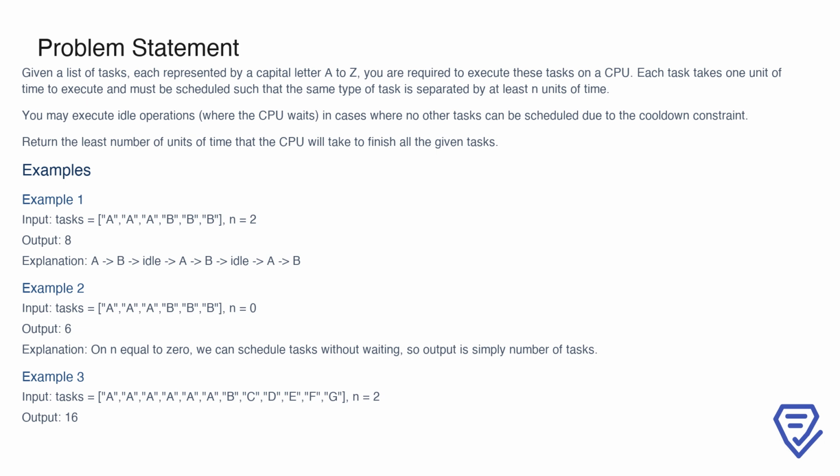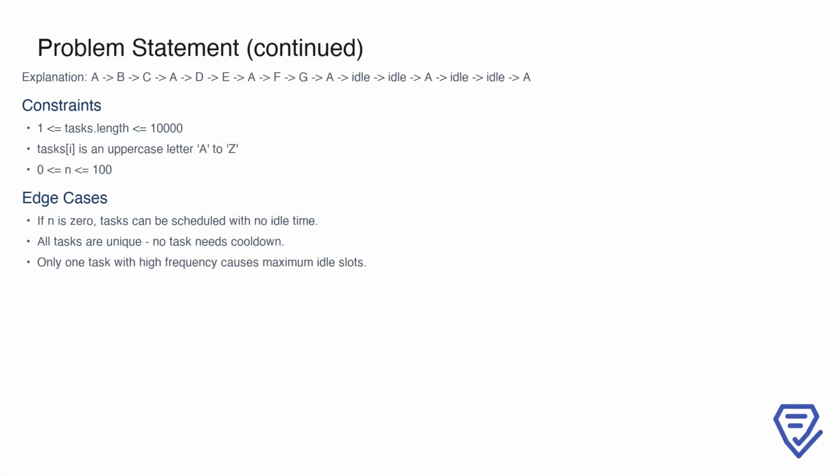Let's walk through each example provided by LeetCode and explain how the constraints impact task scheduling. In the first example, tasks are 3 A's and 3 B's, with cooldown n equal to 2. The optimal schedule is A, B, idle, A, B, idle, A, B, totaling 8 units of time. In the second example, there is no cooldown, so you can schedule tasks directly, finishing in 6 units of time, just the task count. In the third, the frequent task forces idle slots since its occurrences exceed the others.